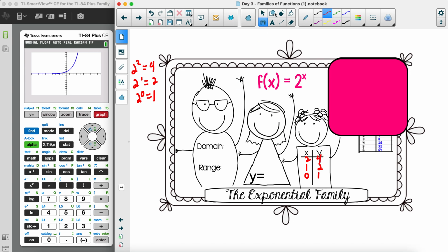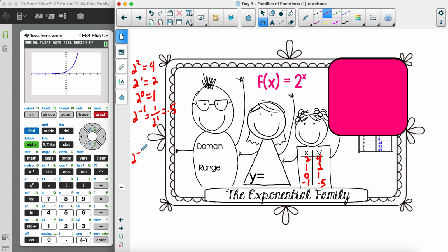Okay, stuff I'm not sure you remember. If I give you 2 to the negative 1, that's going to be equal to 1 over 2 to the positive 1, which is really just 1/2. It's 0.5, right? Because negative exponents we pull into the denominator to make them positive. So when x was negative 1, my y was 0.5. It was actually positive.